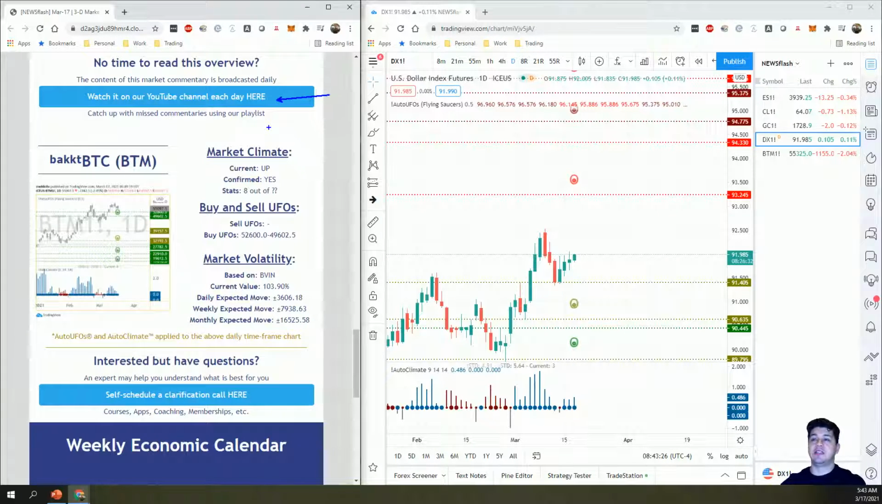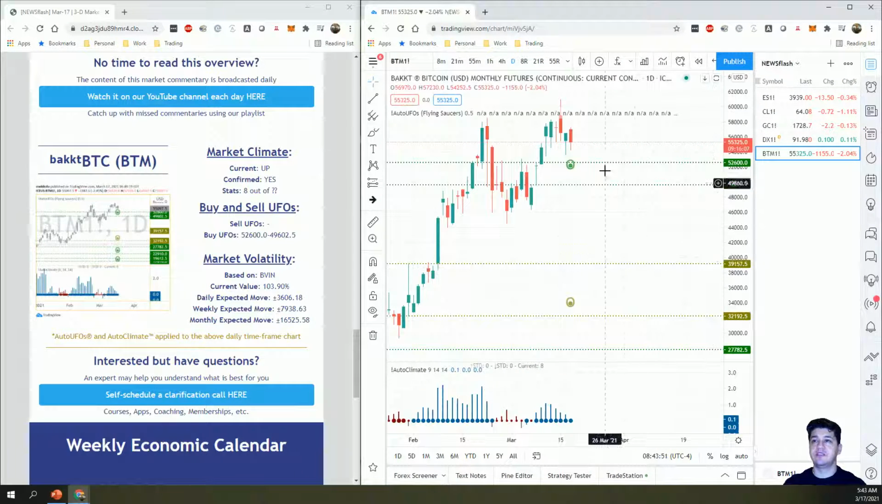Okay, last but not least, back to Bitcoin, BTM. That's the ticker that we're seeing here. It is still an up climate. It is still confirmed. It is on the 8th day up out of typically unknown until we get some more information. The buy UFO did not get hit right here at 52,600, right? Also a nice even number. It was kind of on its way there, and then it closed up above. Now again, it's pushing lower. Came close enough, but is still around this 55,000 area.